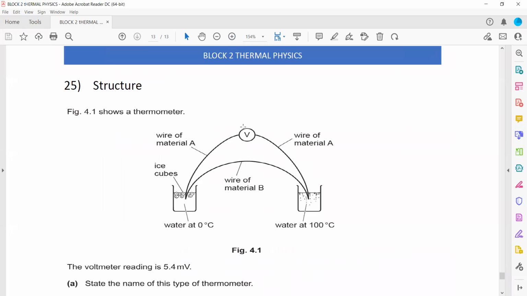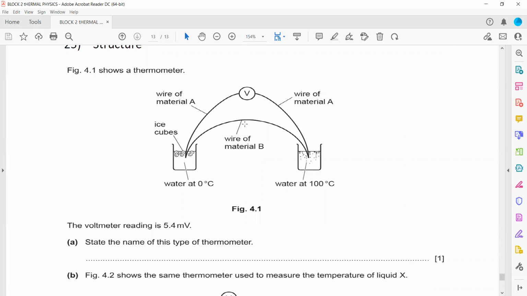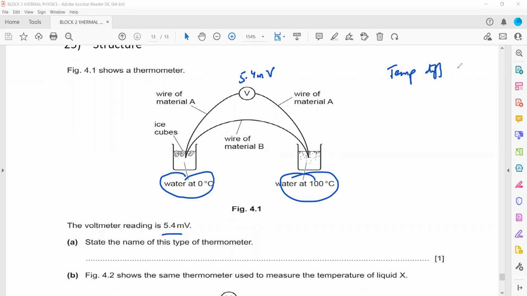In question 25, figure 4.1 shows a thermometer. As you can see, this is a thermocouple as they ask here. According to the question, it's 5.4 millivolt. And what is the temperature difference? 0 and 100. So the temperature difference is 100 degrees, and the voltage produced is 5.4 millivolts. The first part they are asking: state the name of this type of thermometer. So we call this a thermocouple.